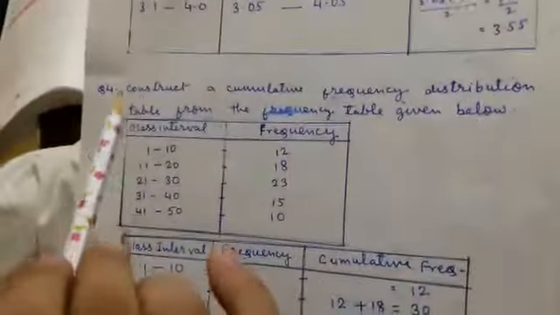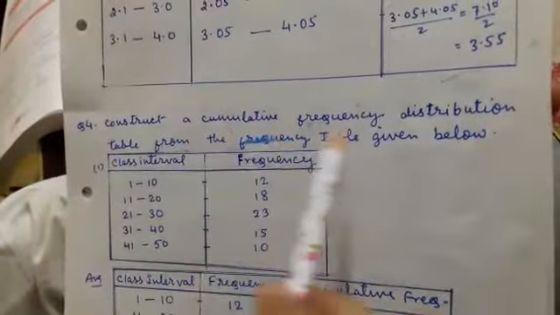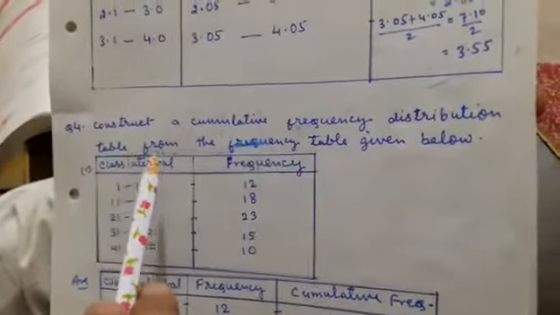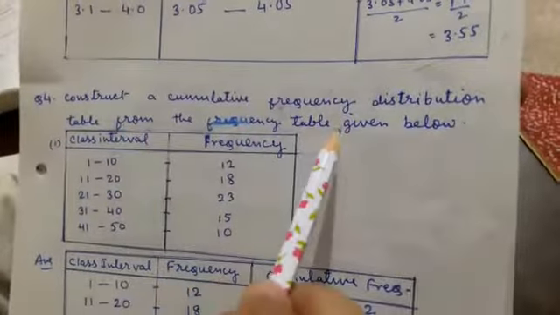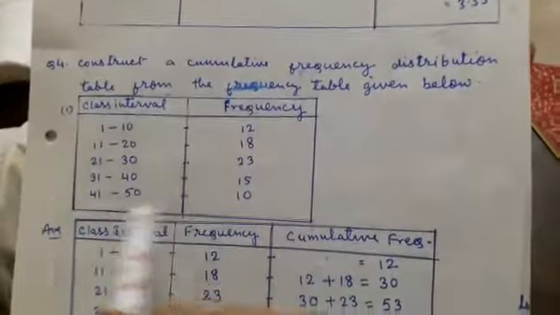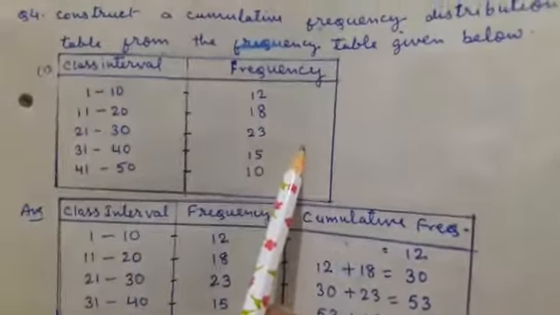Now the next question is: construct a cumulative frequency distribution table from the frequency table given below. This table is given to us, and with the help of this table we have to write the cumulative frequency. Let us see.